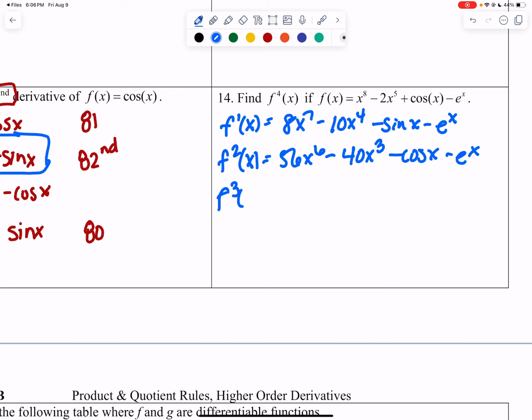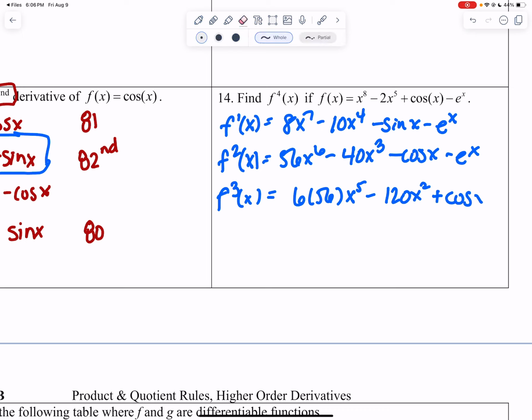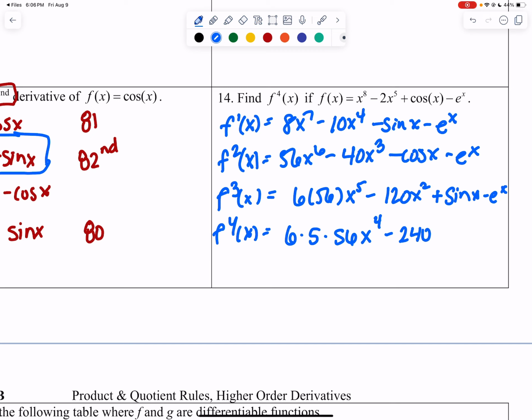My third derivative is going to be 6 times 56, x to the 5th minus 120x squared. And then the derivative of cosine is negative sine, so this becomes a positive sine, minus e to the x. And then the fourth derivative is going to be 6 times 5 times 56, x to the 4th minus 240x plus cosine of x minus e to the x. Of course, I didn't simplify that, but you could probably simplify this if you have your calculator and see what that is right there.